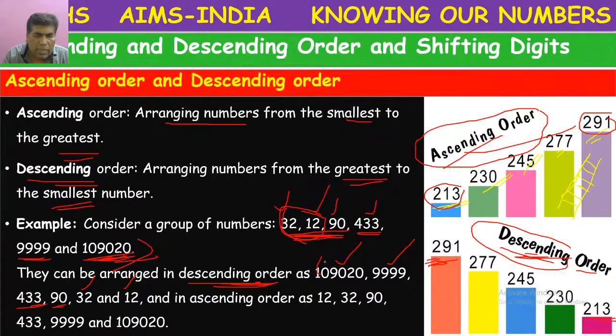So this is the ascending order of the given numbers. Now the descending order of the given numbers: in the same way, if we reverse this, if we write 12, 32, 90 like this, this is called ascending order. They can give any set of numbers, and we can write that group of numbers in the form of ascending order or descending order.